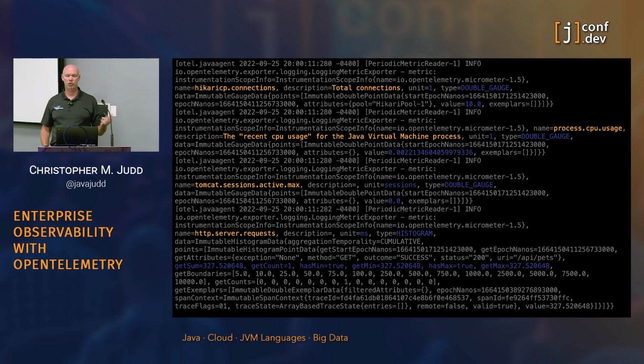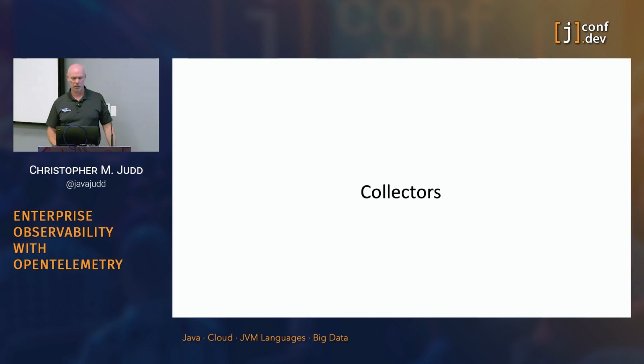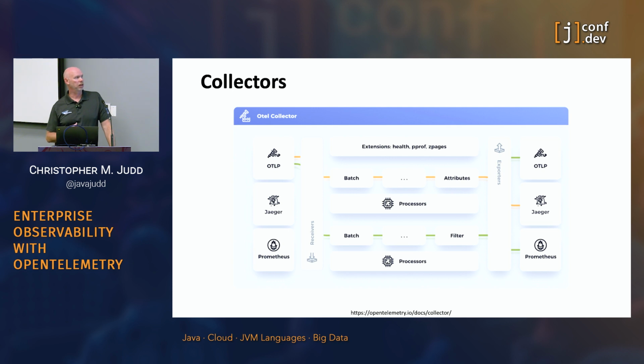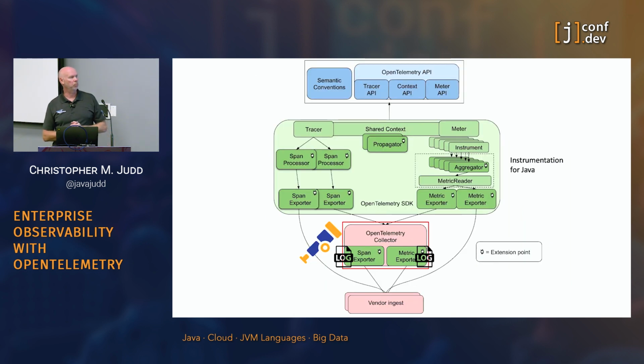Now this logging solution you're probably not going to use in production. What you're really going to do is take advantage of your collectors. And so this is a diagram that they use for collectors, where you have inputs, receivers, you have processors, and then exporters exporting to other systems. We're going to look at that in more depth here, and we're going to look at the collector. Initially, we're going to log that.